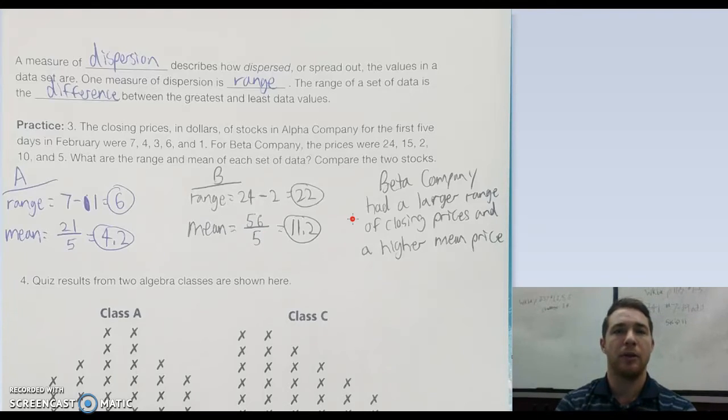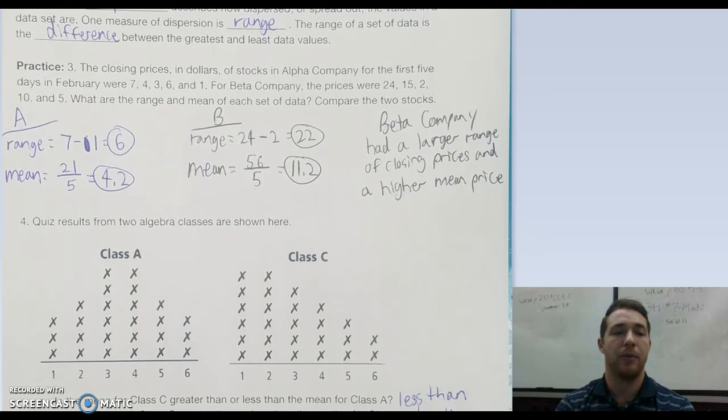So if we're going to compare the 2 stocks, looks like Beta Company both has a larger range, so they had a bigger difference between their highest and lowest value, and they also had a higher mean price. So looks like both the range and the mean were higher for Beta Company.